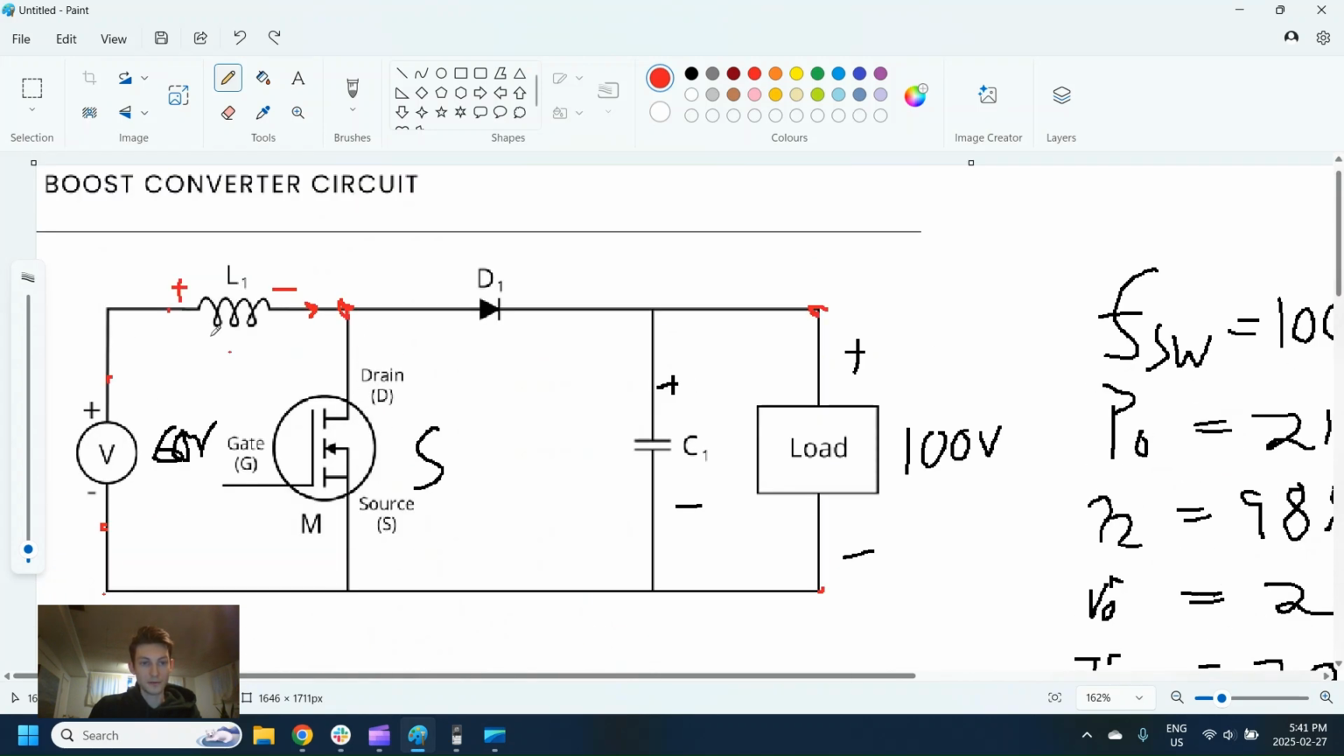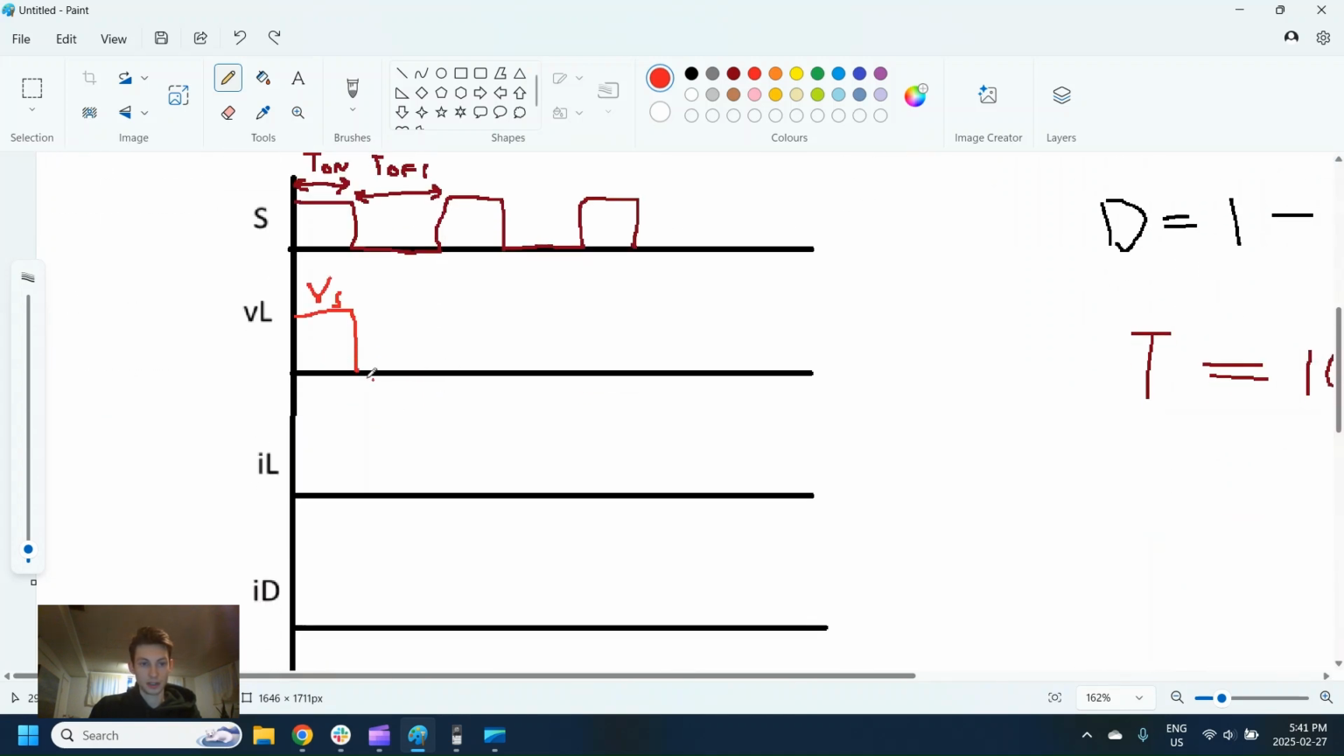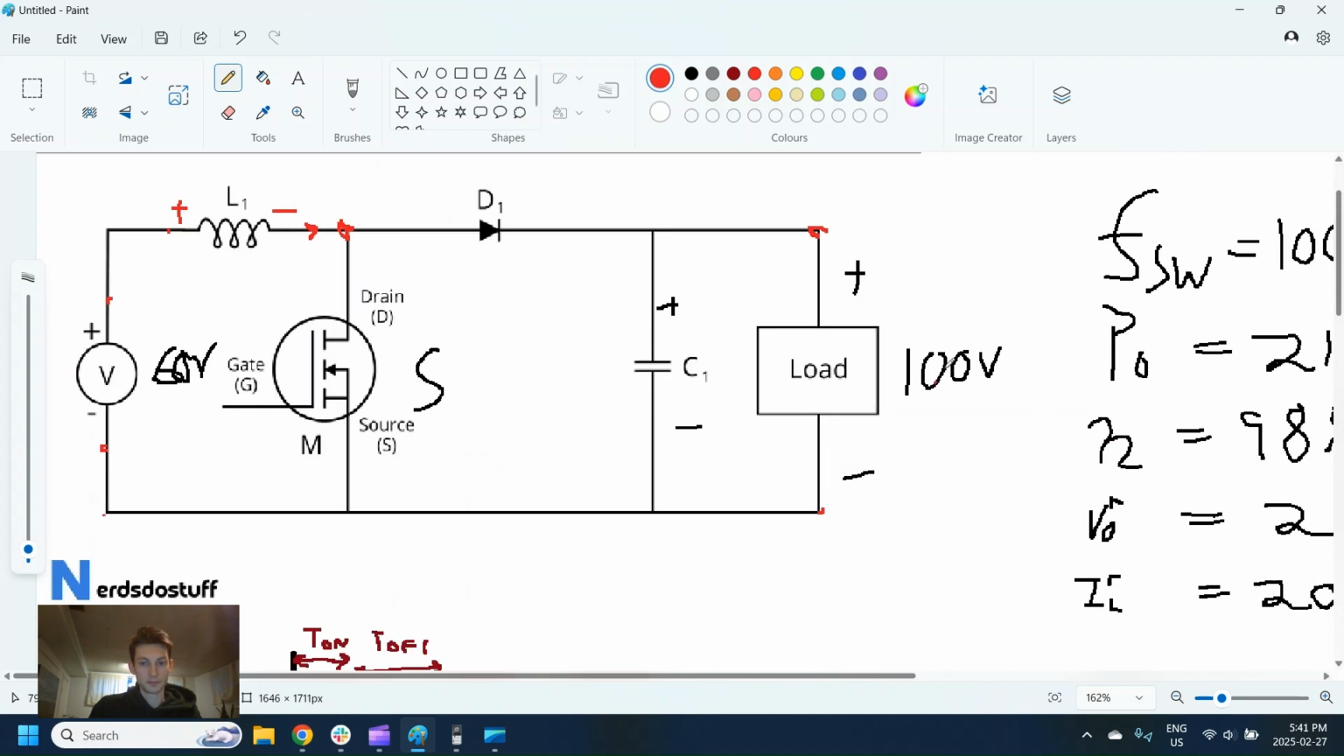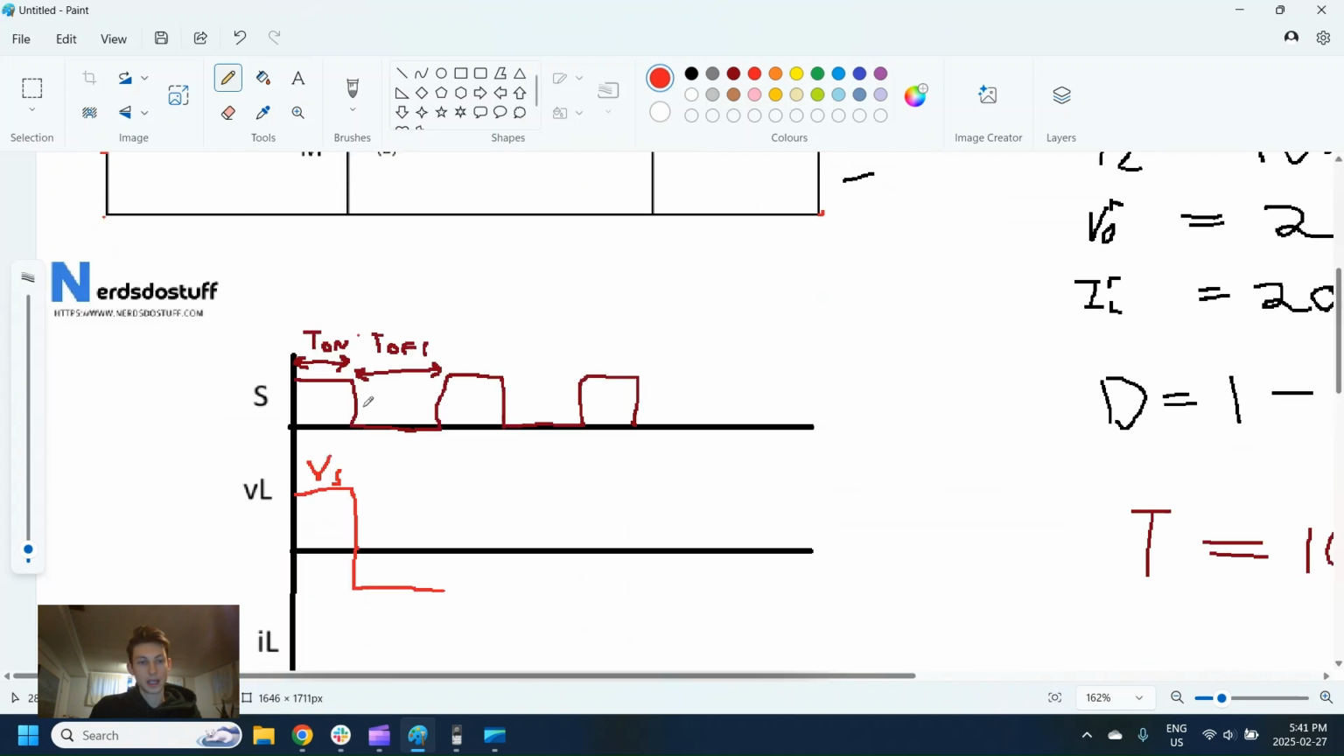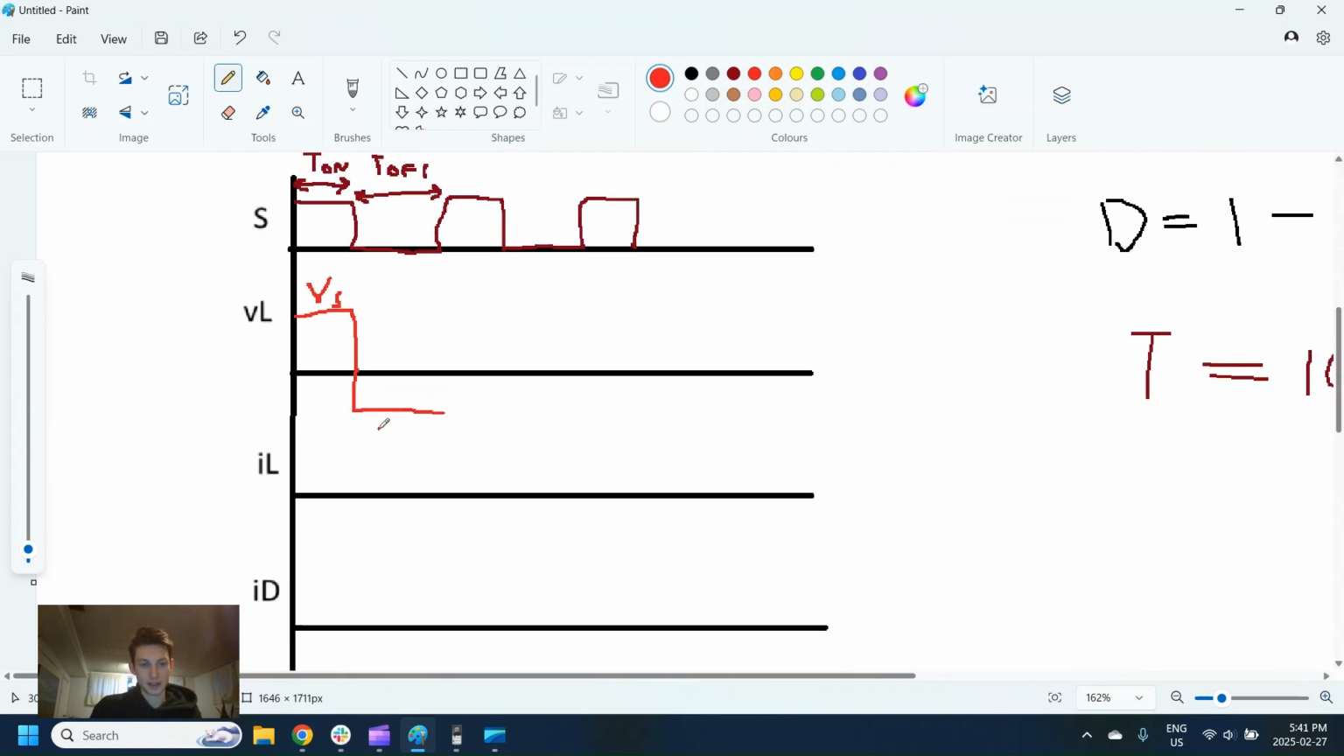So while the switch is off, the voltage across the inductor is going to be the input voltage minus the output voltage, which is going to be some negative number. It's actually going to be less. I kind of exaggerated that here, but it's going to be less than our input voltage because our output voltage is 100, our input voltage is 60, so 60 minus 100 is negative 40. So that's like 60, this is like negative 40. And we'll just do Vs minus V out. Not a very good drawing there, but you get the point.